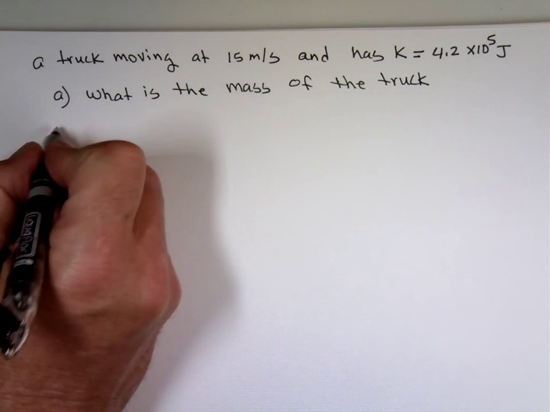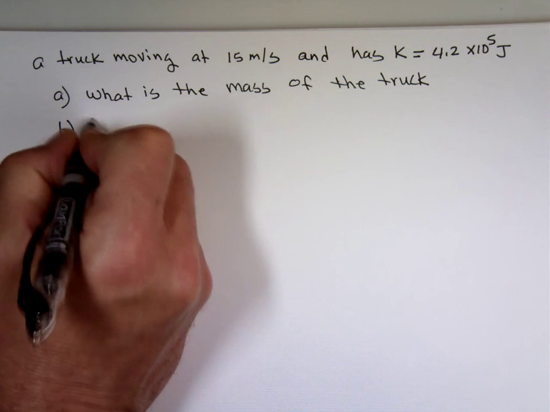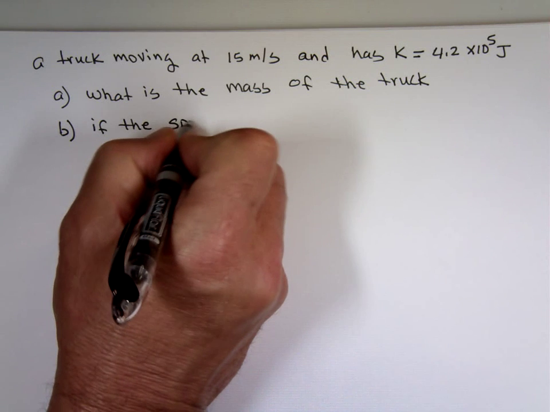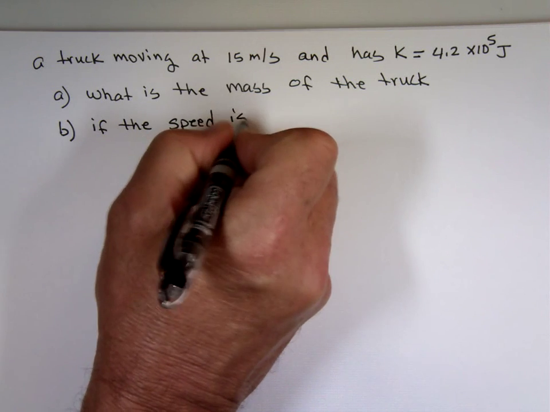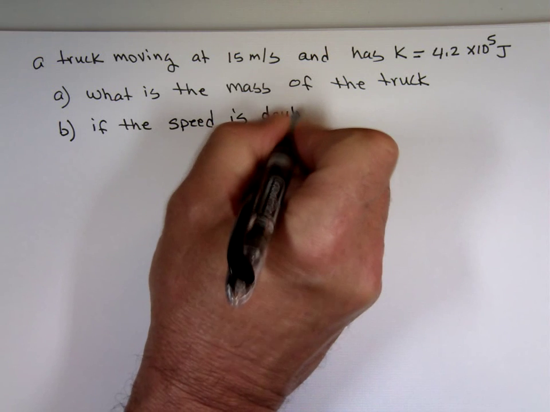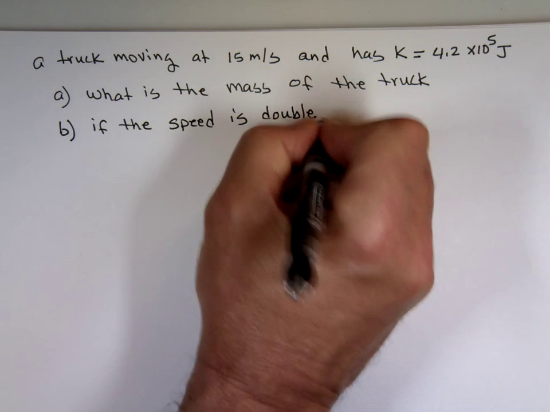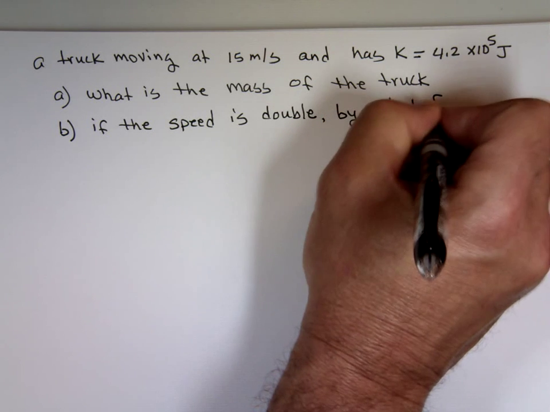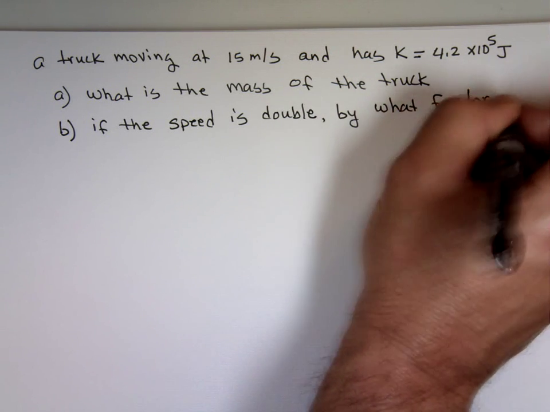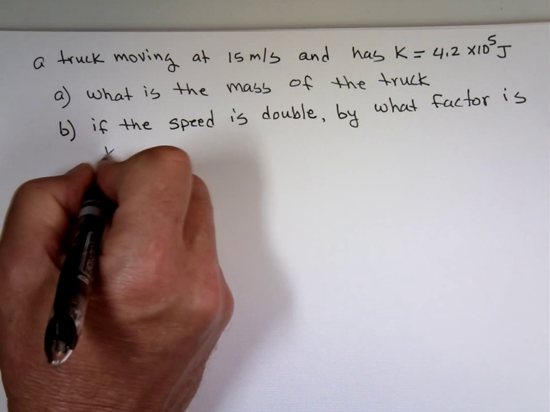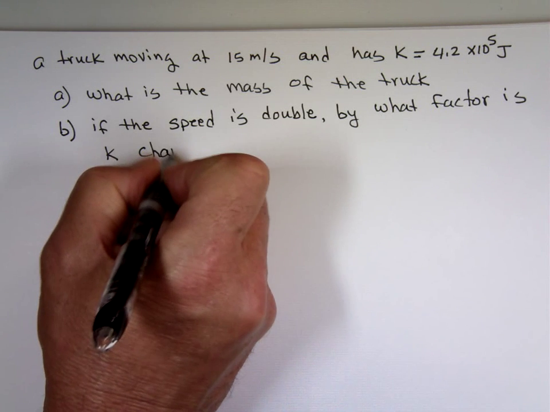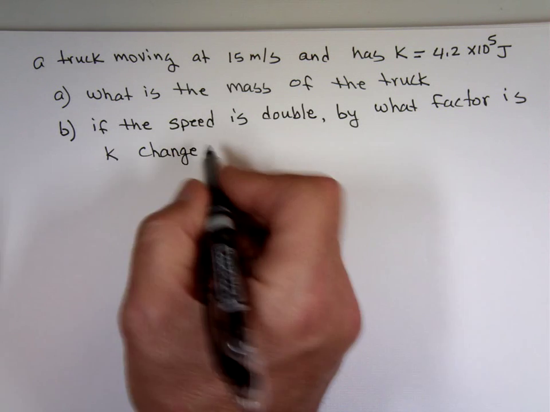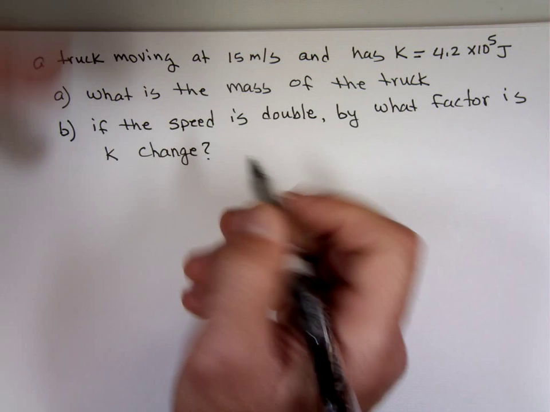And question B, if the speed is doubled, by what factor is the kinetic energy changed? If the speed is doubled, by what factor does the kinetic energy change?